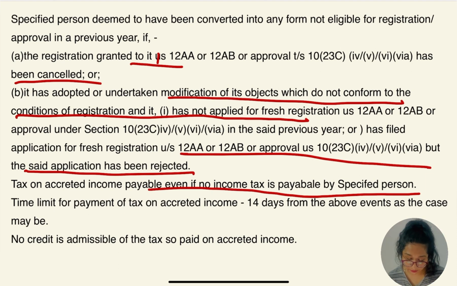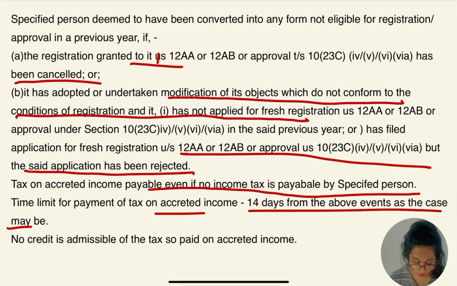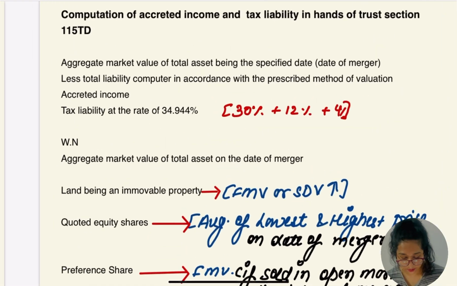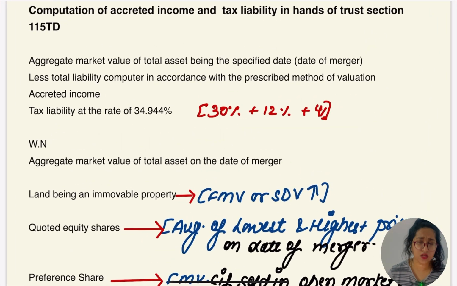So the time limit for payment of tax is going to be 14 days from the above event, as the case may be. No credit is admissible on tax so paid on accreted income. So let's find out how we are going to take the MMR, on which part we are going to take the MMR, and what is going to be the rate here.